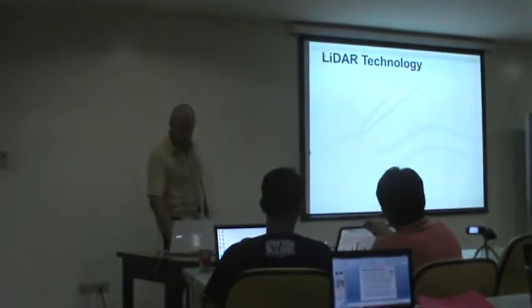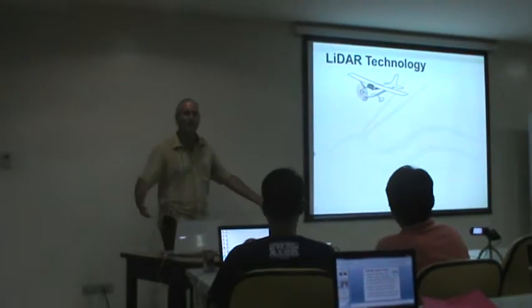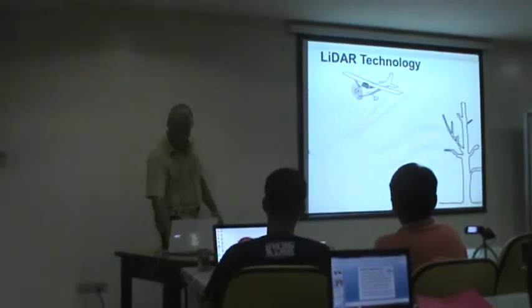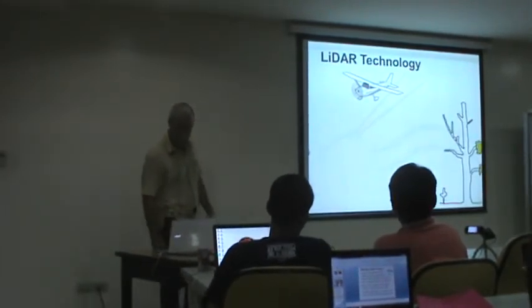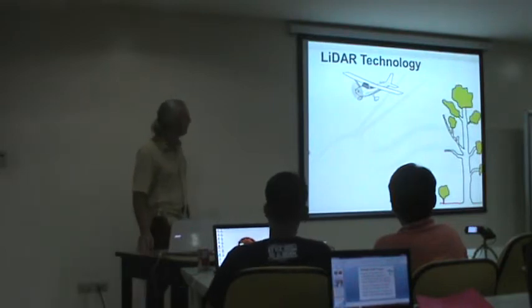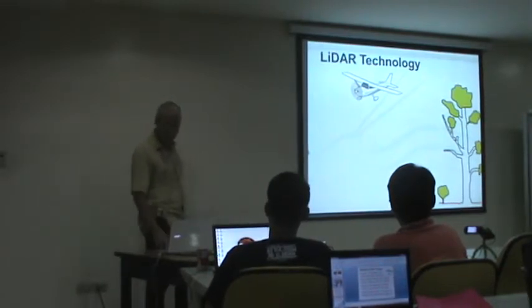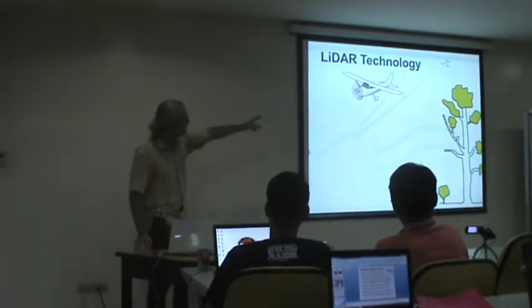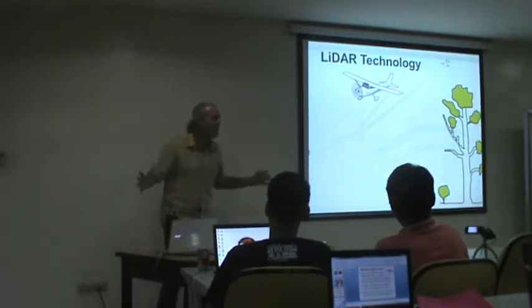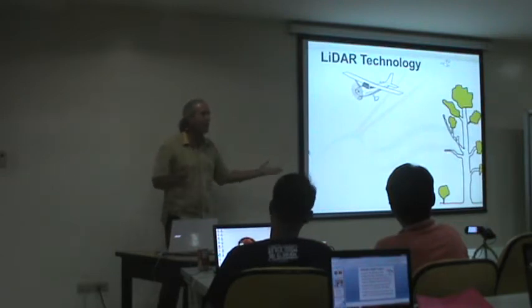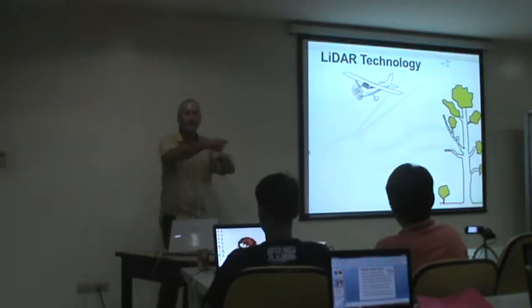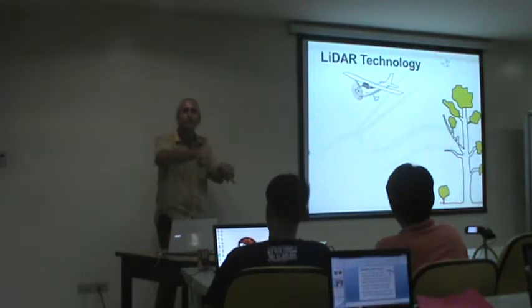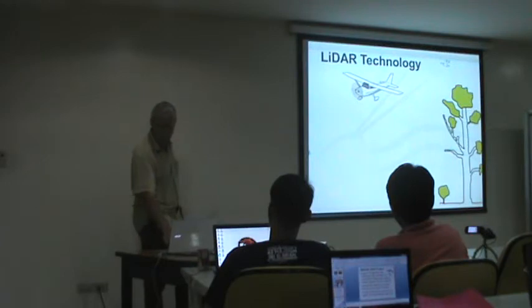So we have a plane. Then we have some stuff on the ground, you know, some trees, and there can be other stuff like birds. Then this plane shoots down the laser very often. We heard up to 500,000 times per second. Actually, that's when two lasers shoot at 250,000 times per second. So I think the highest repetition rate right now is 400,000.